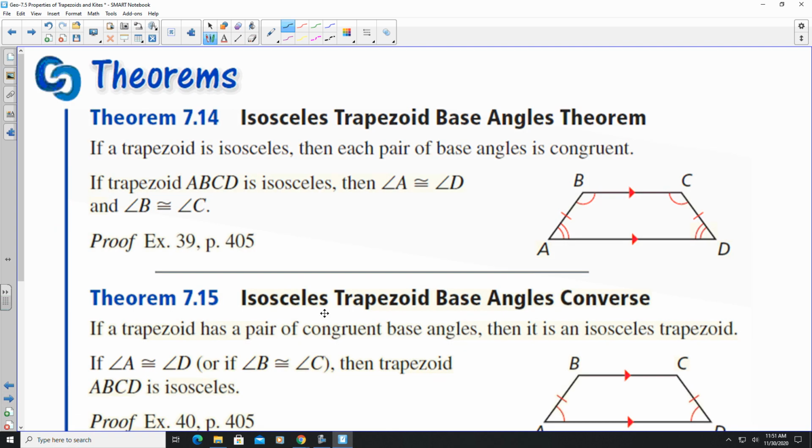There are some theorems that will help us discover if a trapezoid is in fact isosceles. Here we have a base angles theorem. If you know that one set of parallel lines makes it a trapezoid, and you can say that the base angles are both congruent, you could say that the sides are going to be equal, which makes it isosceles.